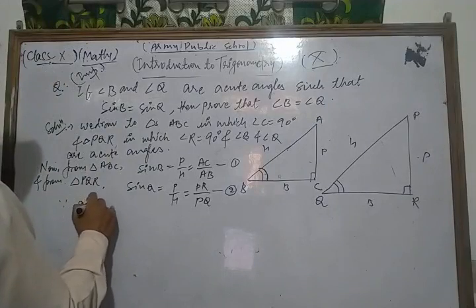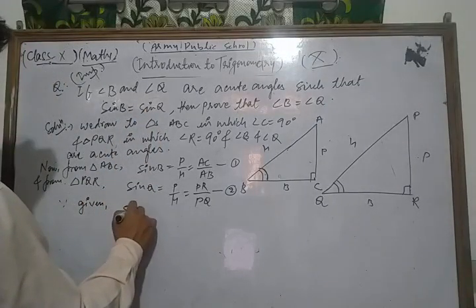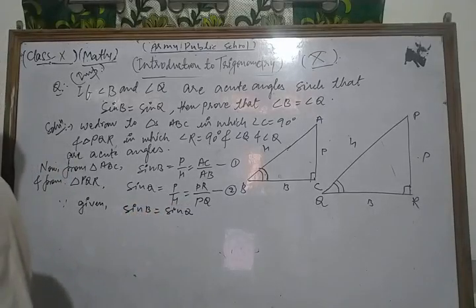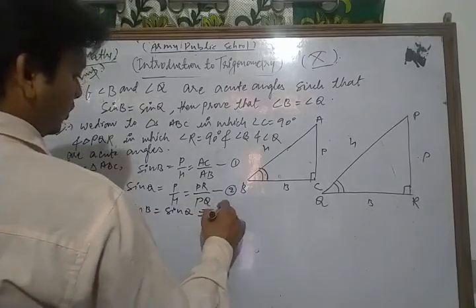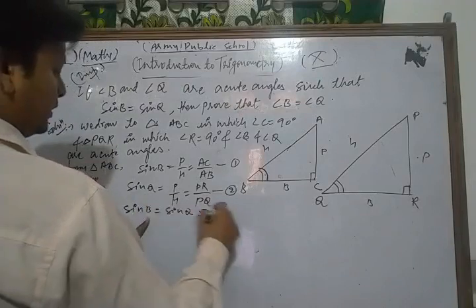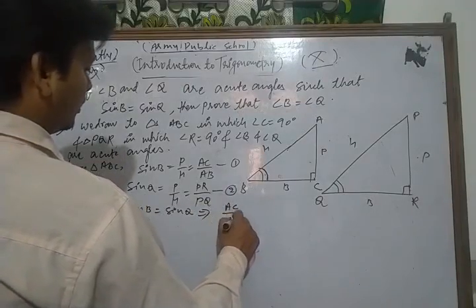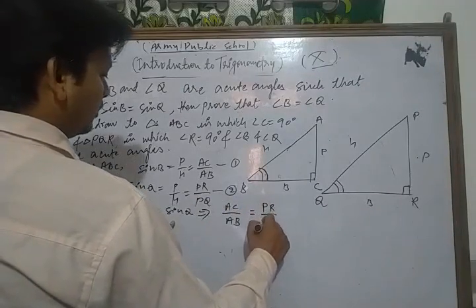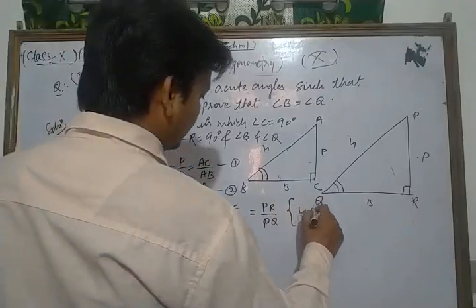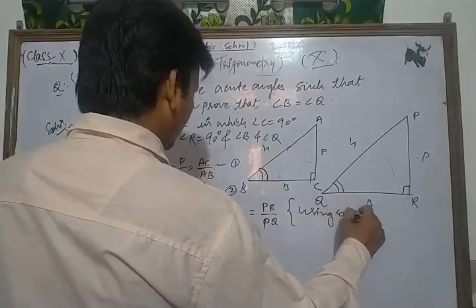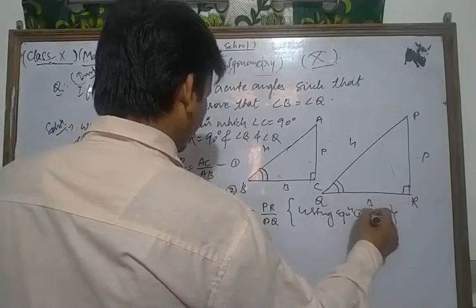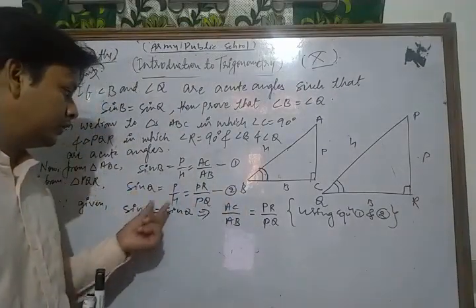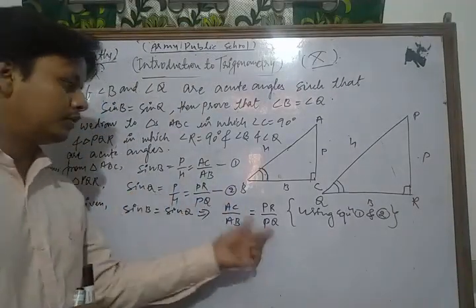Now it is given that sine of angle B is equal to sine of angle Q. Okay, thus using equation 1 and 2, sine of angle B is equal to what? AC upon AB, and sine of angle Q is equal to what? PR upon PQ. This is using equation 1 and 2. We just put the values of sine of B and sine of Q.